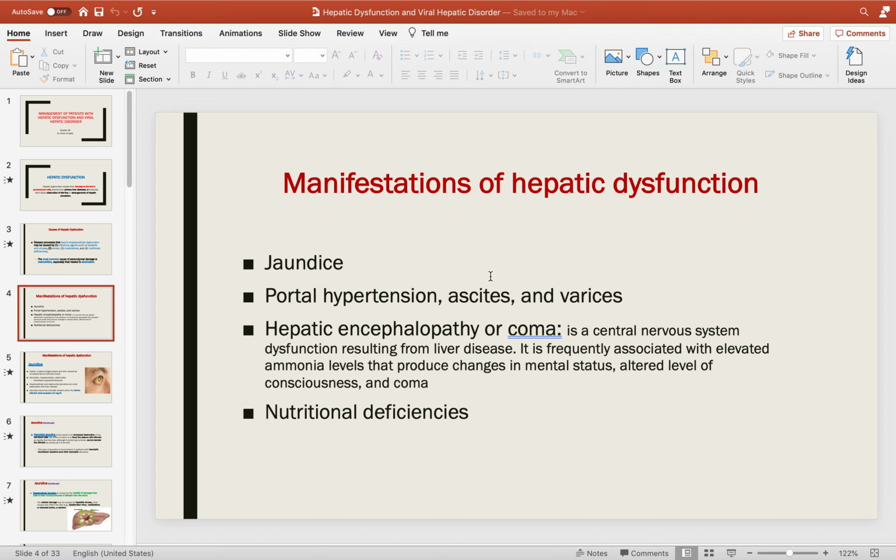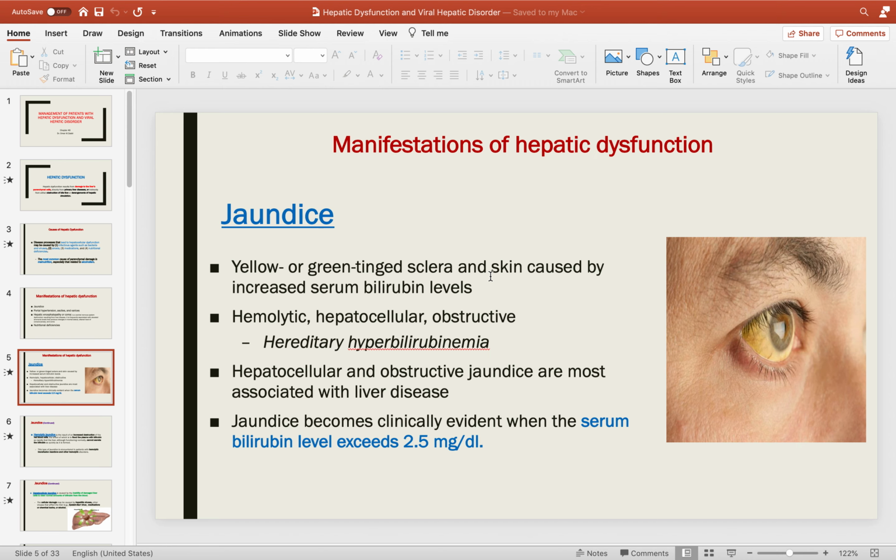And also, if the patient reaches this level, we should reduce food that is high in ammonia, especially food high in protein, and keep the patient on food high in carbohydrates. Another manifestation is nutritional deficiency. As you know, the liver plays an important role in nutritional balance, and with hepatic dysfunction the patient will develop nutritional deficiency. Now I will explain all of these manifestations in detail.